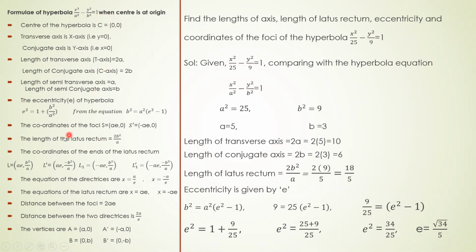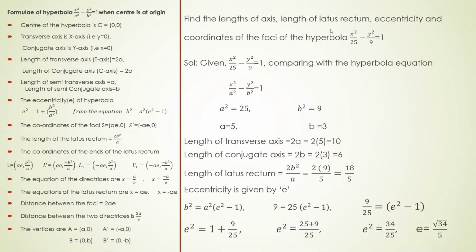Here we can check that the length of transverse axis is 2a, and similarly, the length of conjugate axis is 2b. Here they have asked for length of axis, meaning we need to find both axes. So length of transverse axis is equal to 2a. The a value we have just calculated, that is 5. 2 into 5 is 10. Similarly, length of conjugate axis is 2b. So 2 into b value, which is 3, is 6. So the first one, the length of axis, we have calculated.